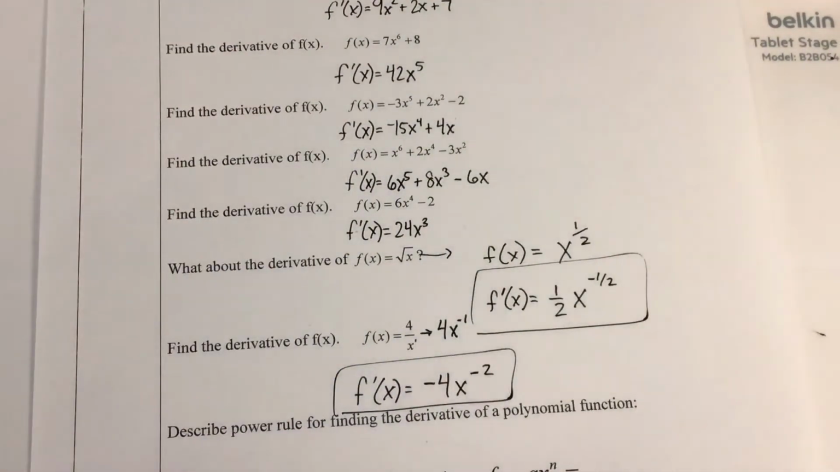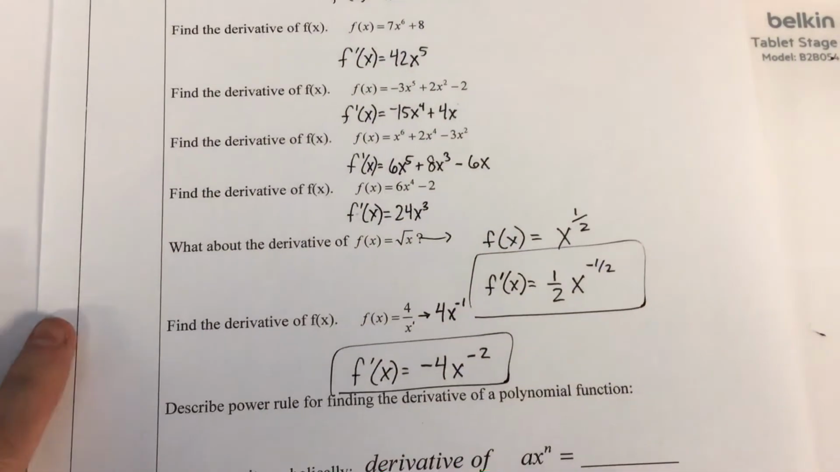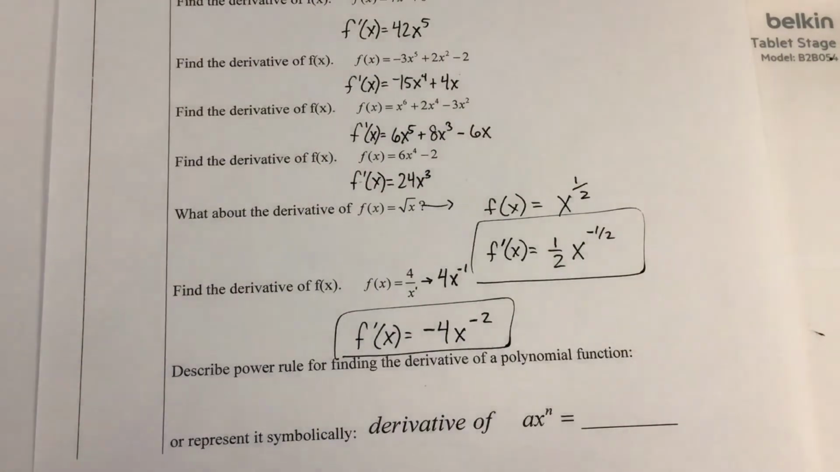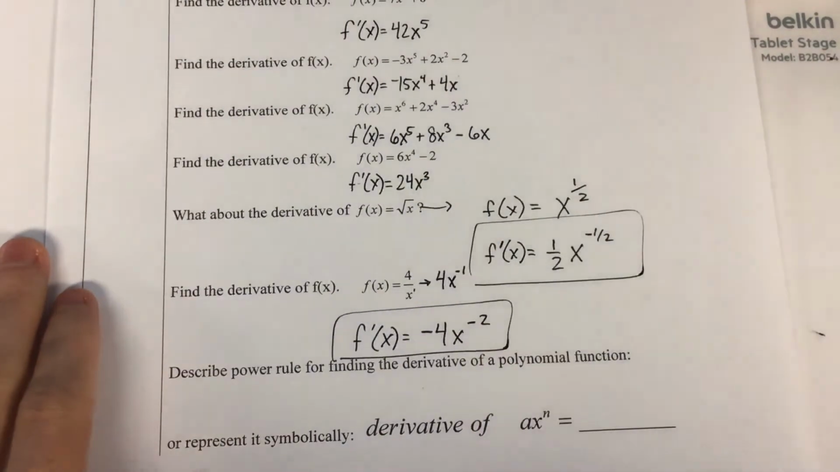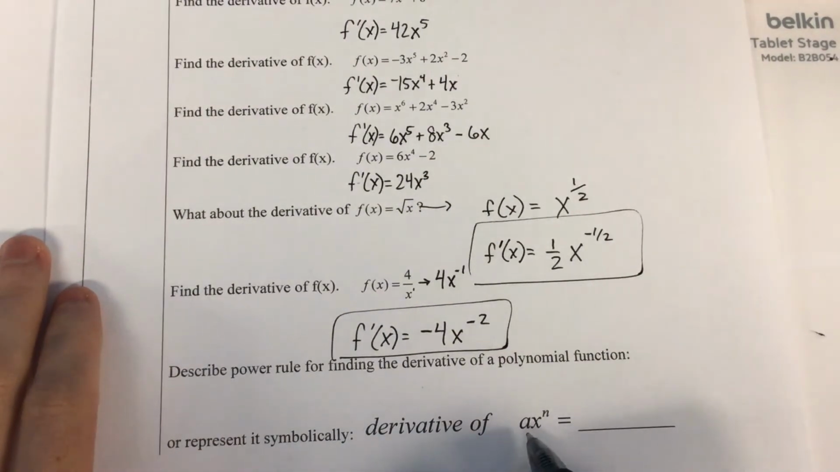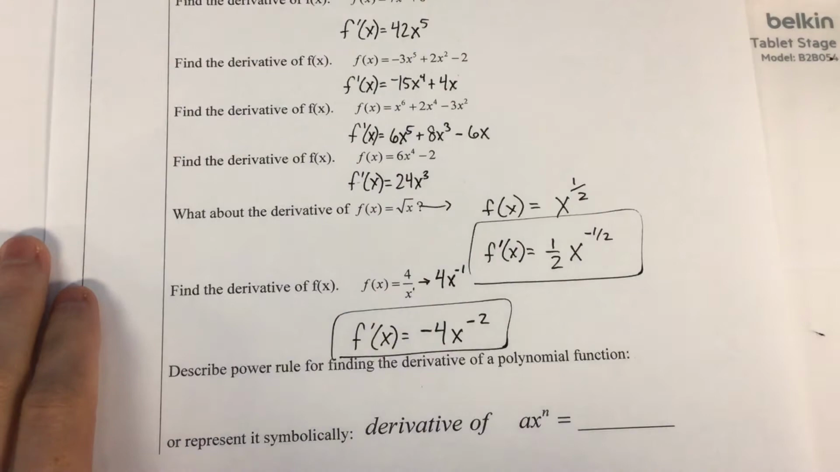But just in case anybody didn't quite figure out the pattern, I'll go over it here quickly. So if you look this up in a textbook, or if you look up online, the power rule for a derivative, you'll probably see something like this. This is basically the symbol symbolizing the rule.